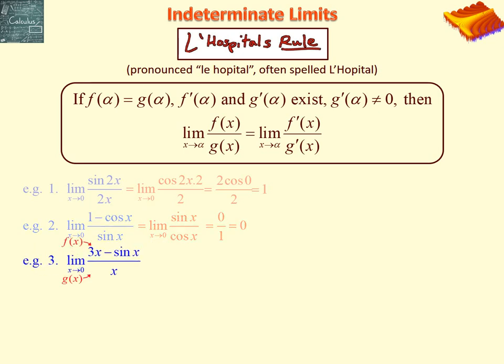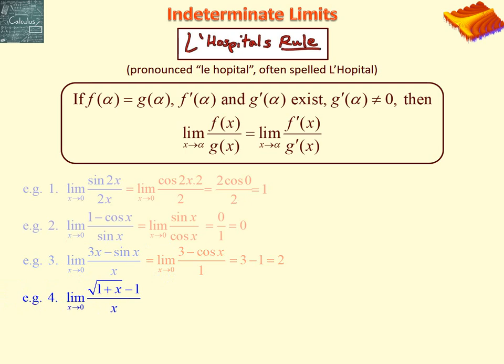Another substitution. Once again, if you substitute 0, you get 0 over 0. So I'm going to differentiate top and differentiate bottom. And if we substitute now, we're going to end up with 3 minus cos of 0, 3 minus 1 over 1, which gives us 2. Next one.